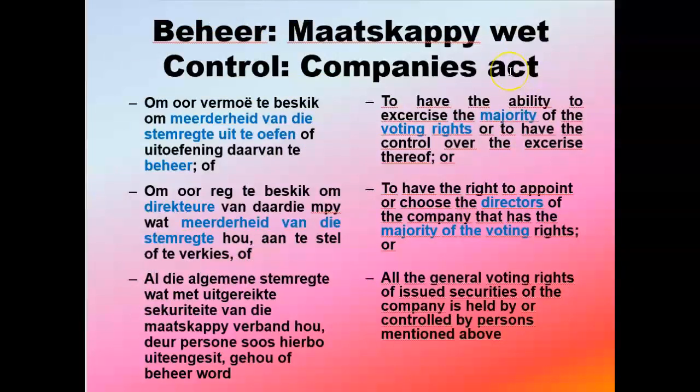Now, let's have a look at what the Companies Act says about control. The Companies Act says that control is to have the ability to exercise the majority of the voting rights, or to have the control over the exercise thereof. So it's all about the voting rights in the first instance. And then it explicitly states to have the right to appoint or choose the directors of the company that has the majority of the voting rights.